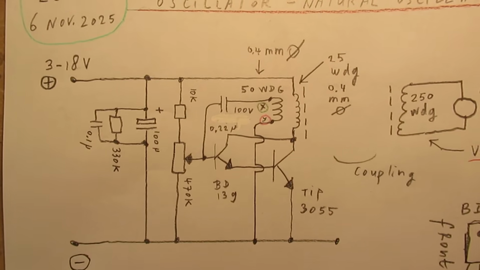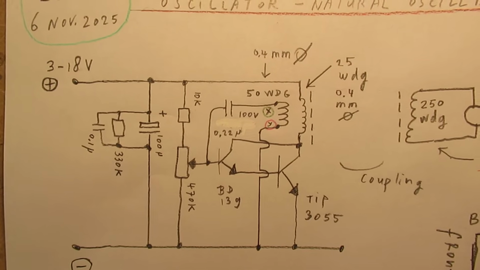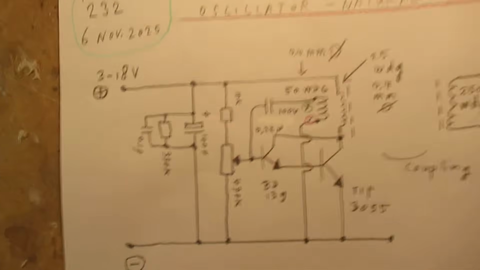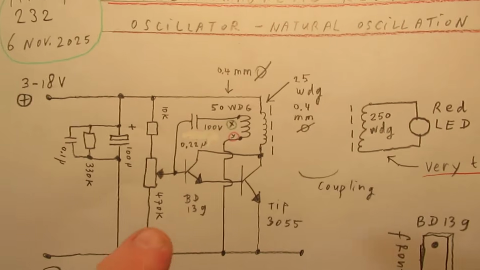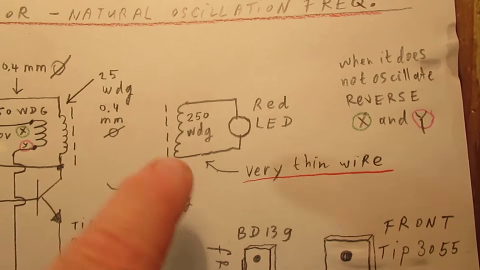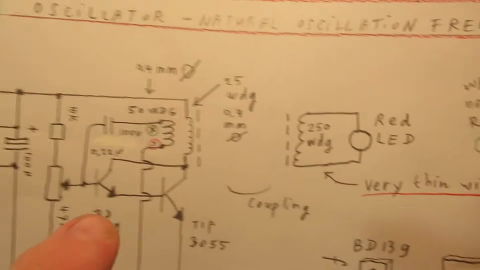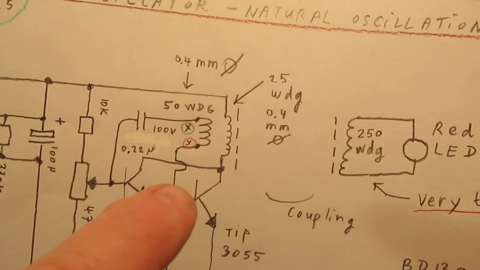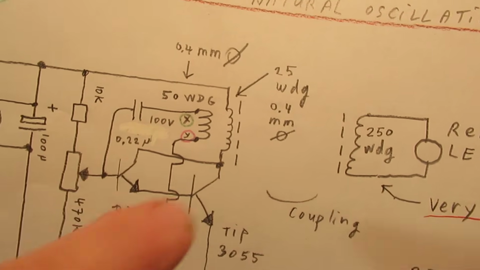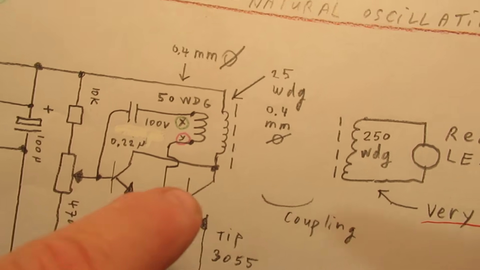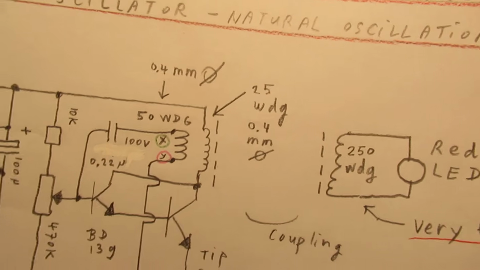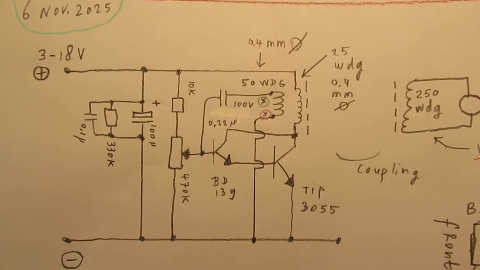This is again that blocking oscillator that I published earlier. I've done some different things. I have now made a separate coil and connected to that coil a LED, 250 windings, very thin wire. The primary coil consists of 50 windings, as the back-coupling coil here is coupled back to the base of the Darlington, and here 25 windings, both 0.4 millimeter wire, and furthermore the whole circuit is the same.